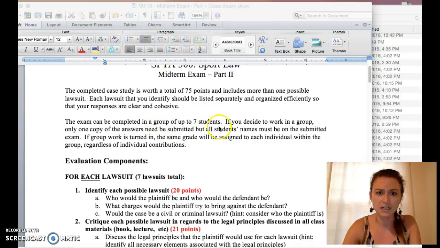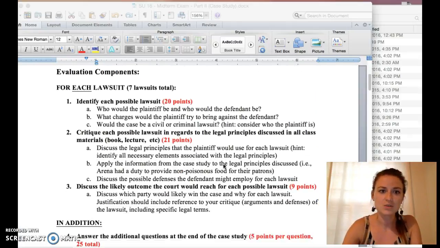As you will see right here, you can complete the midterm exam part 2 in a group of up to 7 students if you wish to do so. You can divide out the work and this could be done over email. It's probably not even necessary to meet in person. However, I do encourage you, if you do choose to work in a group, that's completely optional, that you review your partner's work to make sure that everything looks good before you submit your final exam. Just make sure that all students' names are on the final exam that you submit because everyone will be receiving the same grade.